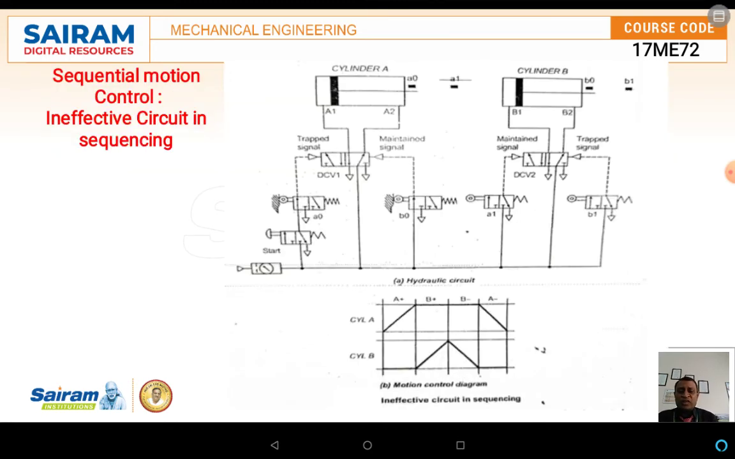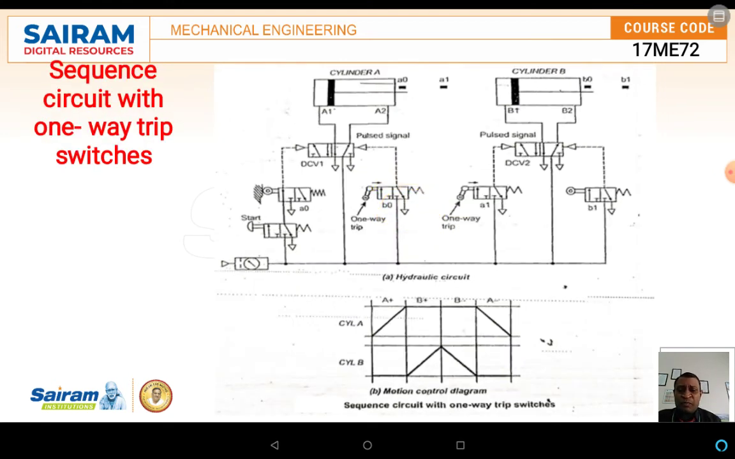See here, this one is a trapped signal and this one is a maintained signal. These signals are removed by means of another signal, called a pulsed signal, which is generated either by B naught or by A1. By generating the pulsed signal, the trapped signal or the maintained signal can be eliminated.